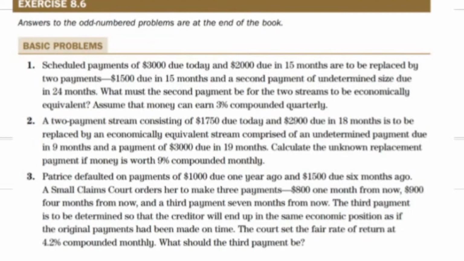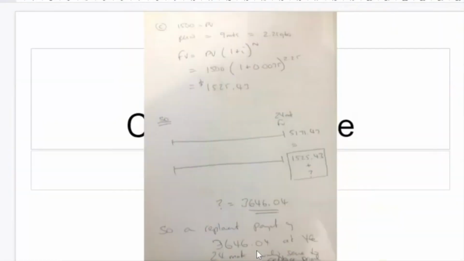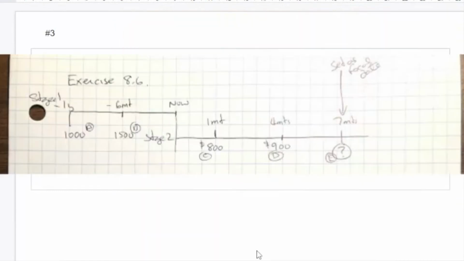So the basic question then is, what is that third payment, and what does it need to be so that the creditor is in the exact same economic position as if the original payment scheme was in place? So what we need to do is to know what the rate of return is that we need to consider this at. So it's 4.2% compounded monthly. Okay. So what you need first and foremost to do is to look at the timeline.